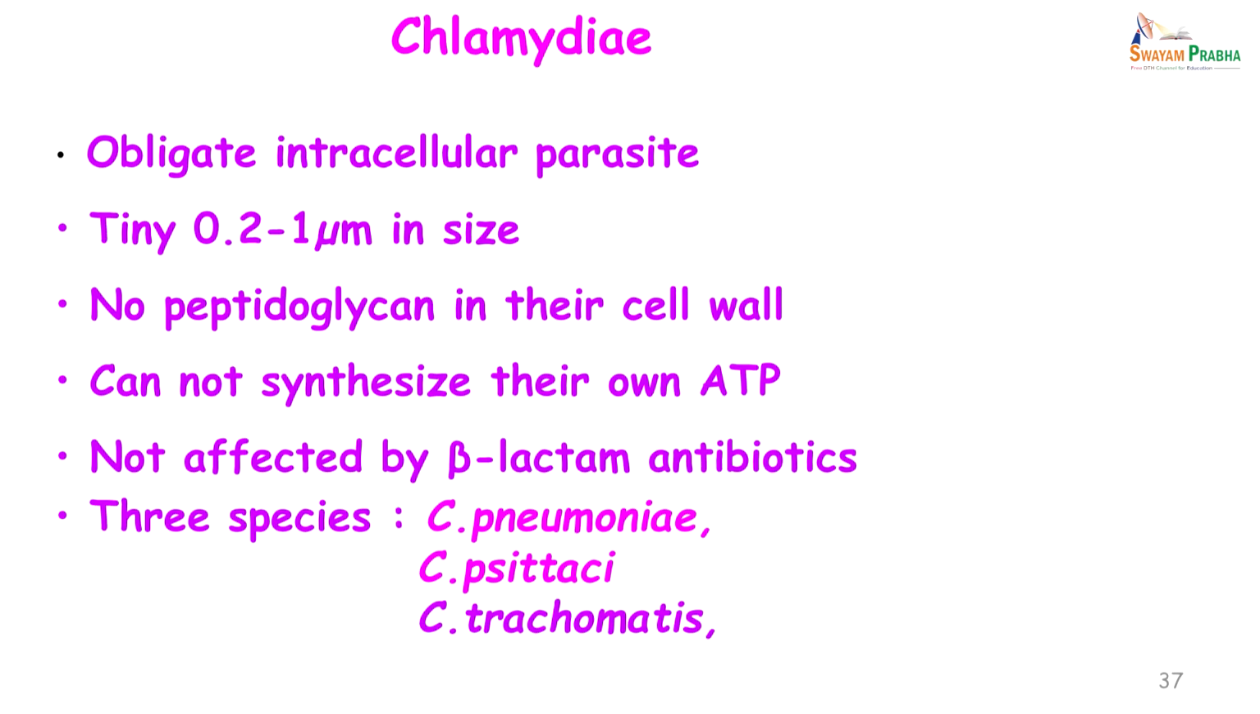There are 3 main species which can cause pneumonia: Chlamydia pneumoniae, Chlamydia psittaci and Chlamydia trachomatis. Chlamydia trachomatis is actually more famous for causing sexually transmitted diseases as well as trachoma, and Chlamydia trachomatis pneumonia is seen in infants who are born to mothers who have the infection in their genital tract.